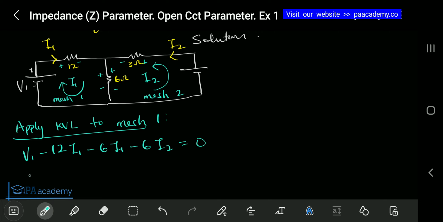So what we'll do now is tidy up the equation. We are going to be having V1 minus 18 I1 minus 6 I2 equals 0.